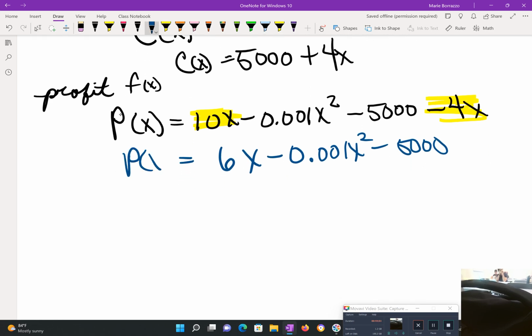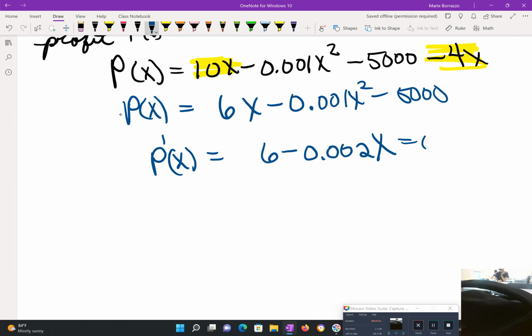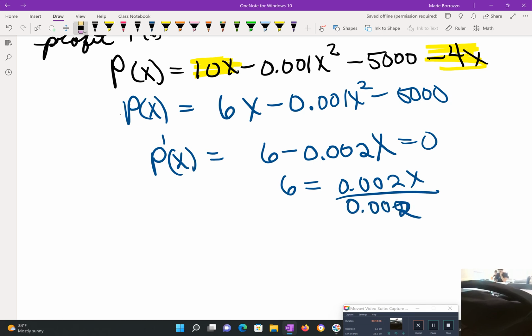So if this is P of x, what do we need? The first derivative. That first derivative is going to result in 6 minus 0.002x, and we're setting that to 0. If I set this to 0, I can solve for x by adding this to both sides. So I get 6 is equal to 0.002x, and I'm going to divide by 0.002 on both sides. So you get x is equal to 3,000.